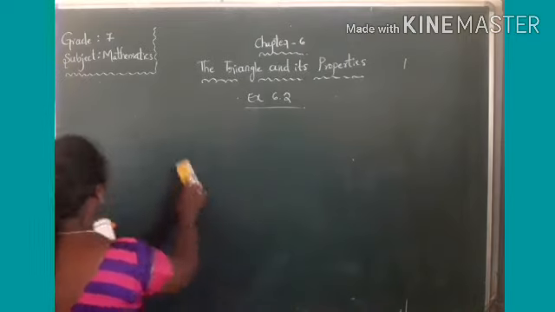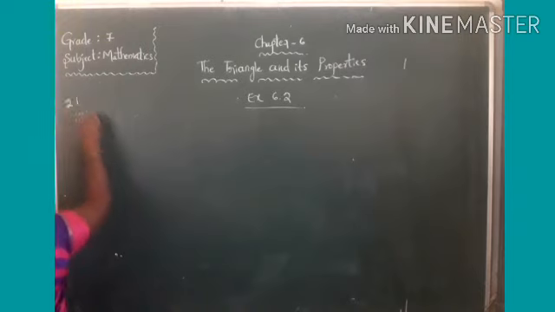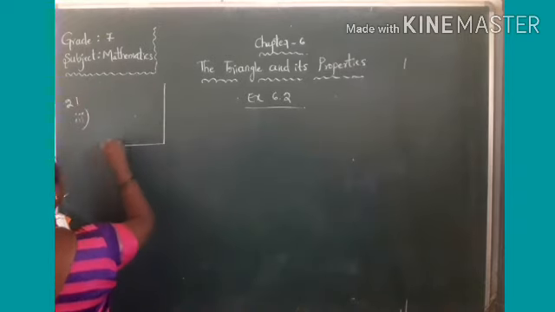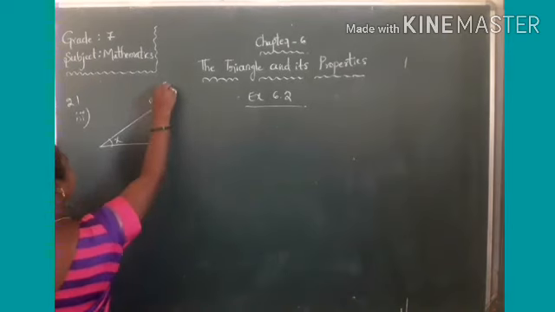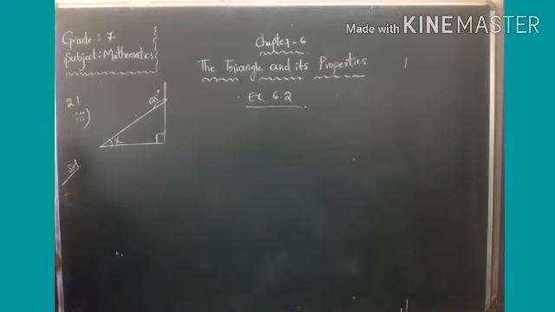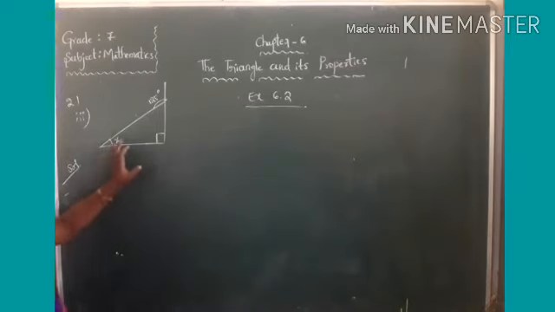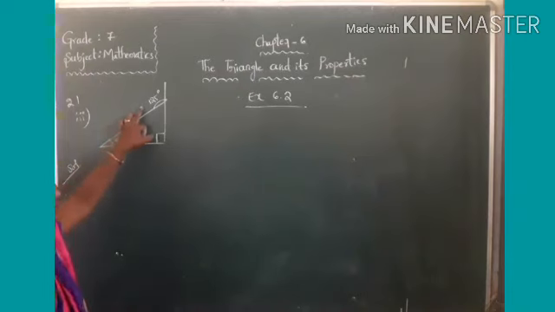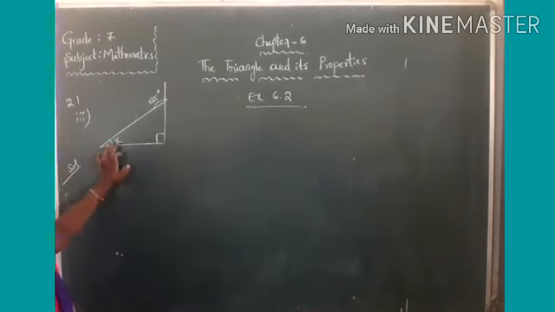Like that, you draw the third one. Okay, children. Here you have to find an interior angle. He has given the exterior angle, and he has given two interior angles. But you are seeing here only x.